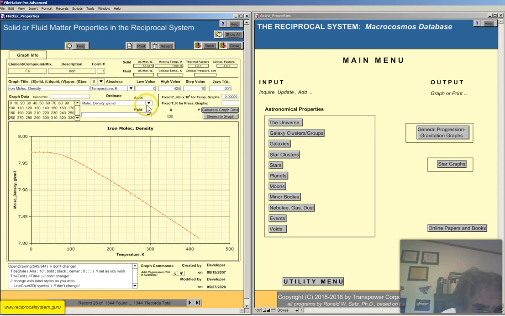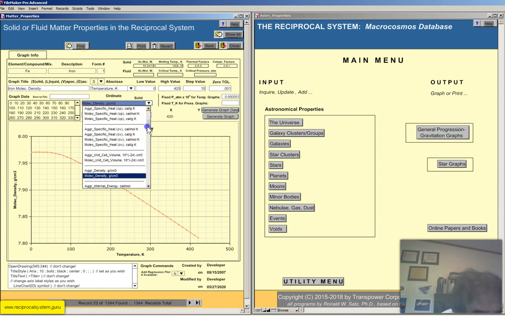Oh, darn, we gotta go back. Let's see. Aggregate specific heat, molecular, these are different units than the ones above. Joule per mole K. Aggregate enthalpy, joule per mole, molecular enthalpy. So these are just all the joule per moles.